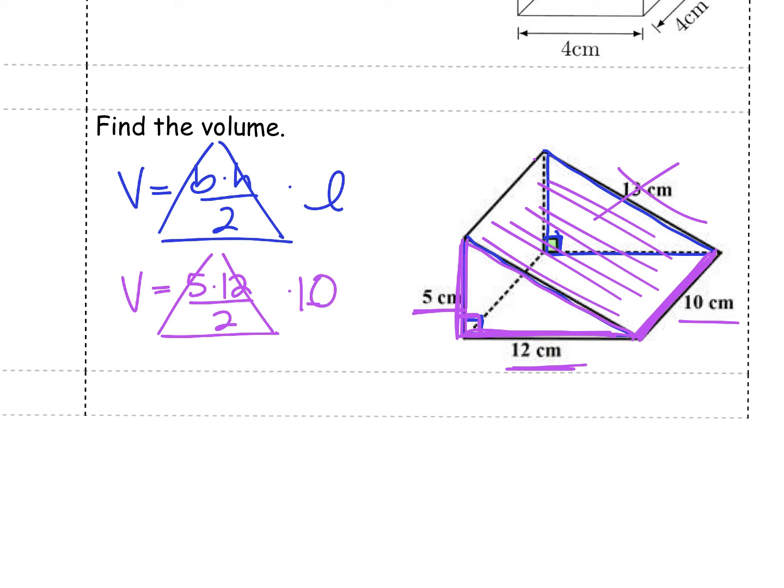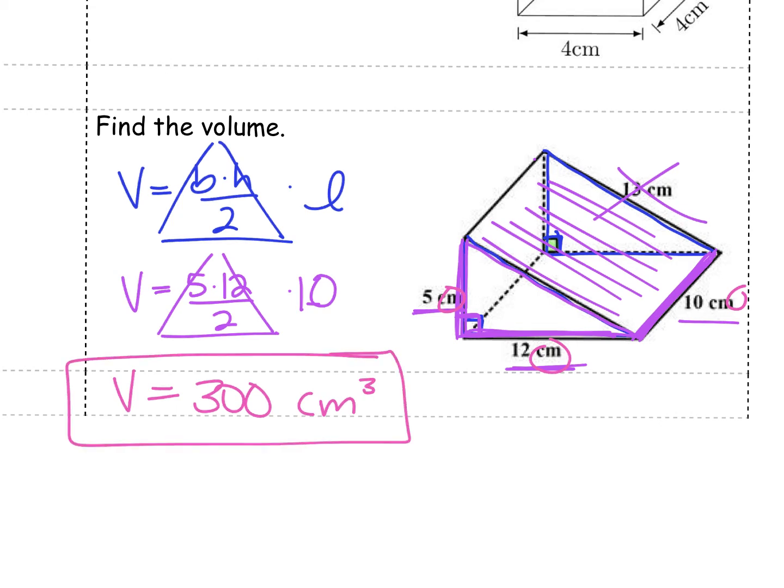So making sure you choose the right values is really important for volume. The 13 wasn't helpful. We would only need that 13 for surface area. For volume, it wasn't necessary. And from here, I can proceed to solve. 60 divided by 2, my triangle end was 30. 30 times 10 is 300. And then we label centimeters. It's a 3-dimensional shape, so it's centimeters cubed. And there we have the volume.